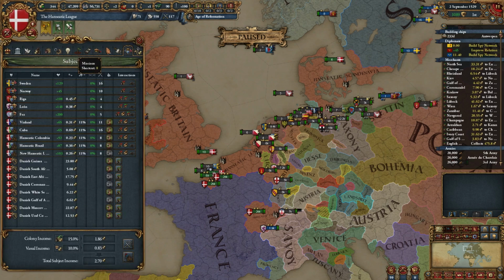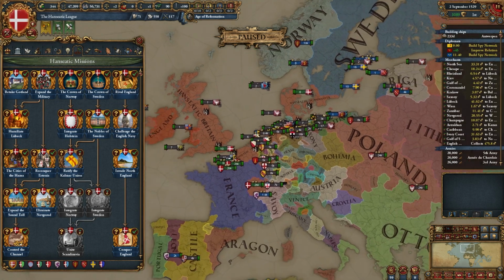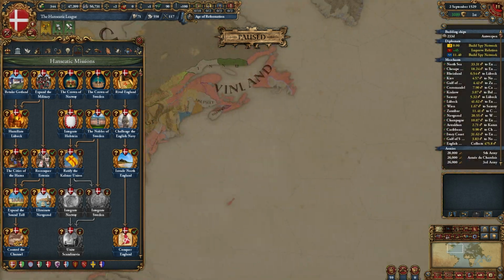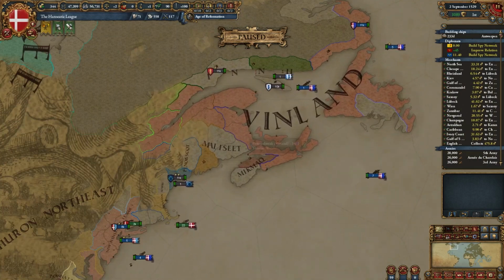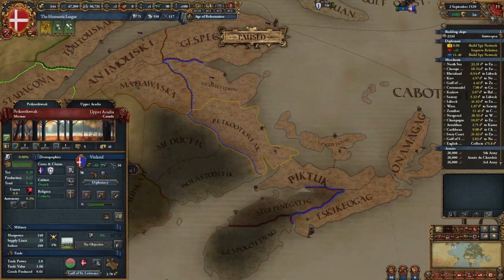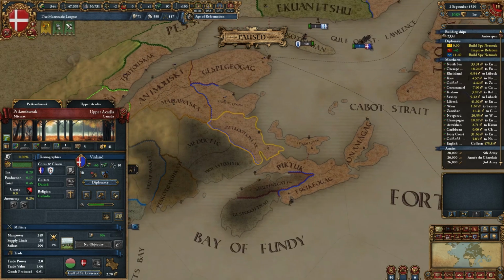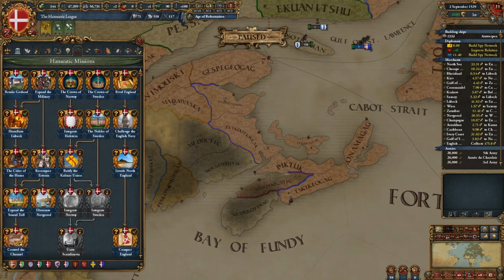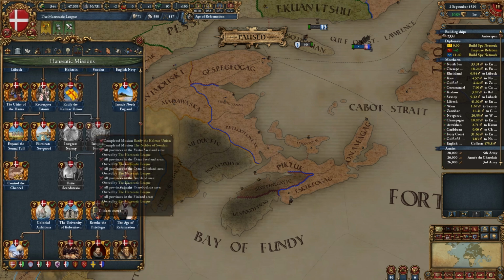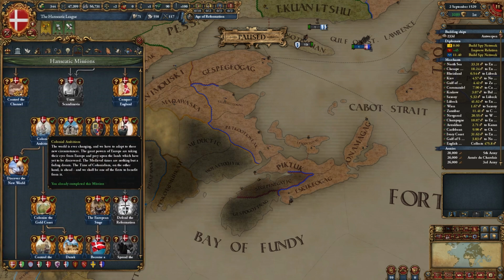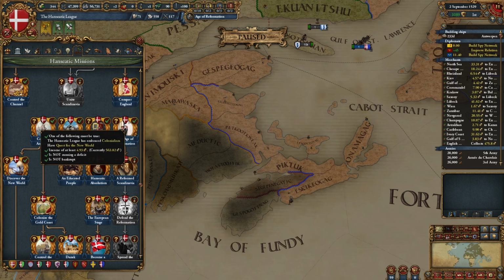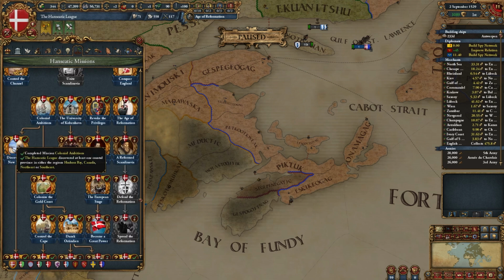And then obviously I also started the colonization progress, and I started it actually in this little province over here. The reason for that is because the Denmark mission tree has a colonial mission tree as well. And you'll see, you need a quest for the New World, which I had earlier. I'm going to talk about that later, but this mission over here needs you to discover.